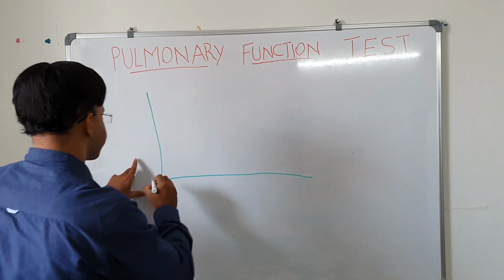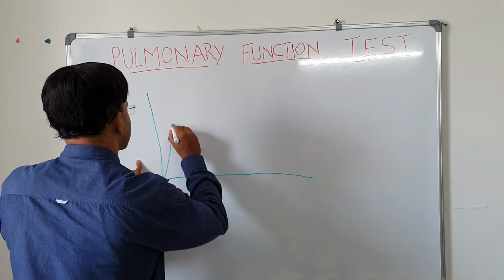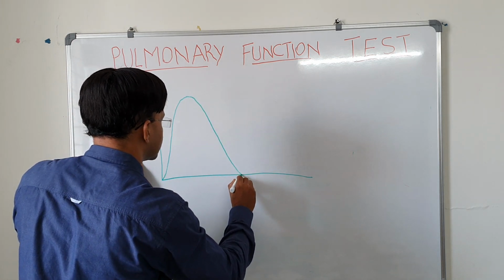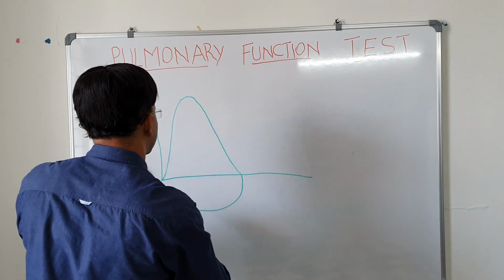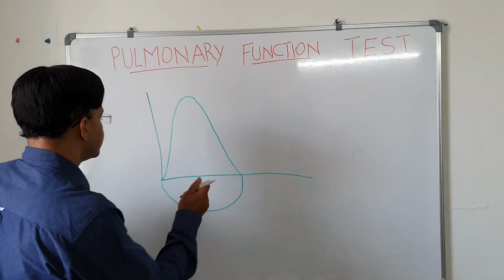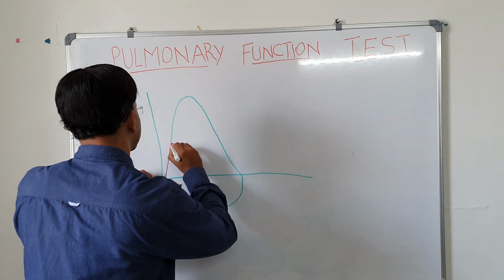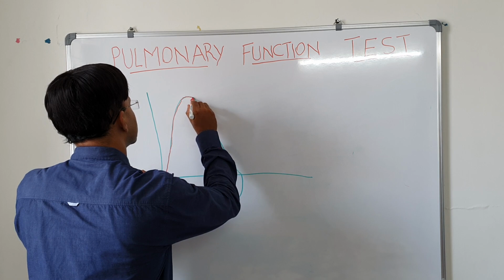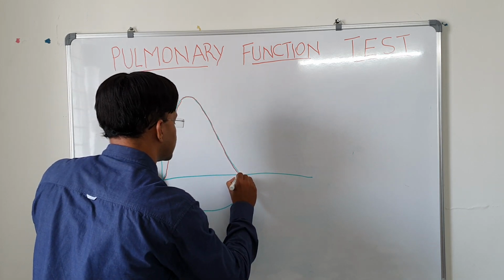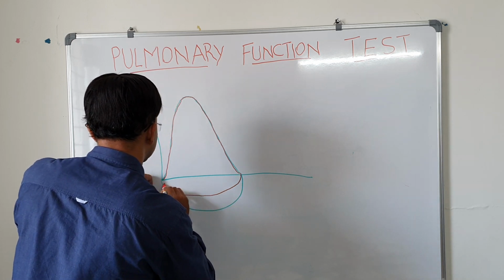Now suppose this graph, suppose first we will draw a normal graph like this. In vocal cord paralysis, we will have something like this. The expiration will be completely normal, but inspiration will be compromised, and we will have something like this.